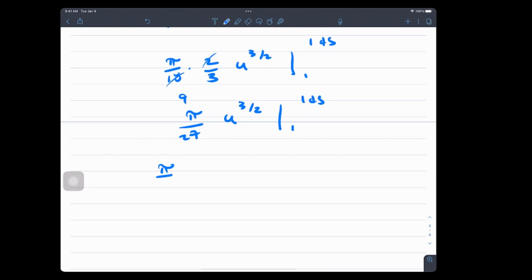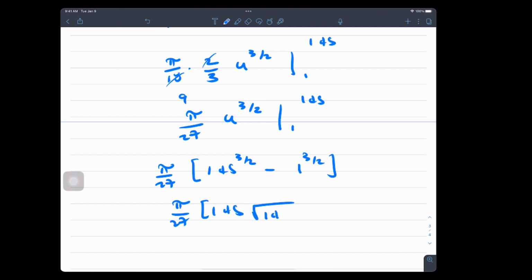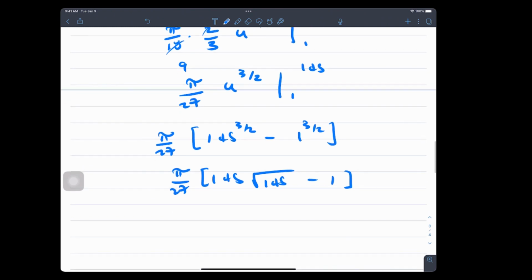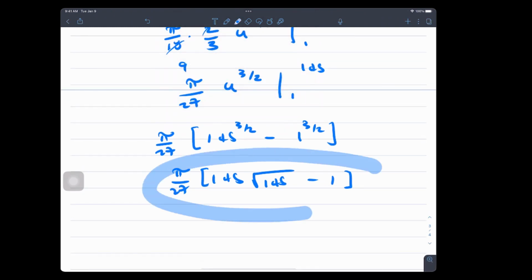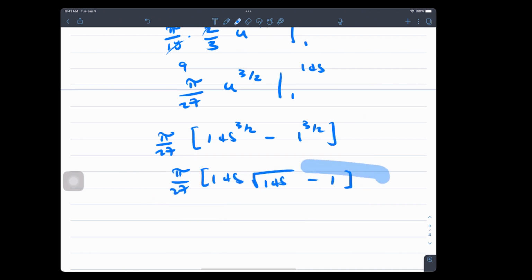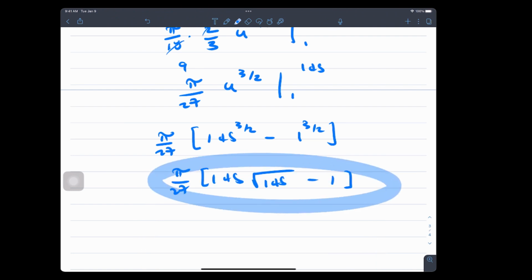So we get pi over 27, 145 to the 3/2 minus 1 to the 3/2, which is going to be pi over 27, 145 square root 145 minus 1. So it looks like that's our final answer, ladies and gentlemen. Right? Because what I did was I simplified the 145 to the 3/2 power in the way I showed you guys. I don't know why it doesn't want to draw an ellipse. There we go. So that's your surface area. Notice that's a nice positive number, but you just computed your first surface area, ladies and gentlemen, using the surface area formula.